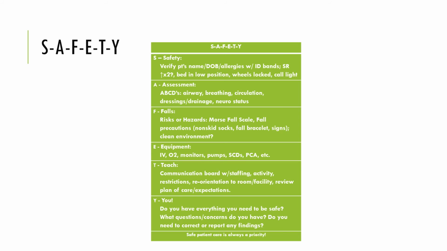For assessment, for A, making sure you're checking their A, B, C, Ds, their airway, breathing, circulation, dressing, drainage, and their neurological status. Assessing their fall risk. Do they have on non-skid socks? Do they have their fall bracelet on? Are their fall precaution signs in place? Assessing equipment. Is there any tubing that could potentially cause a hazard? Or how is their oxygen set up? Is there any risk for the oxygen in use, like is the patient smoking in the bathroom?